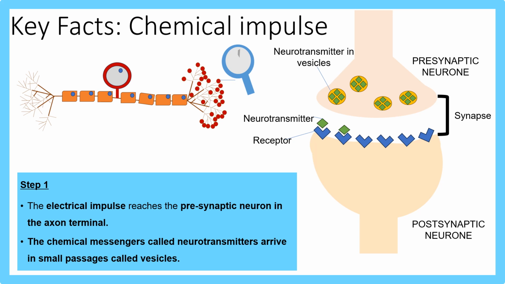So let's look at how the impulse is converted from electrical to chemical, then chemical to electrical again. So let's have a closer look. So at the axon terminal over here, you've got a presynaptic neuron and a postsynaptic neuron.